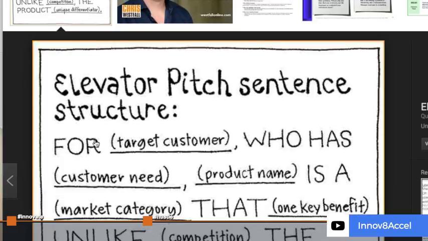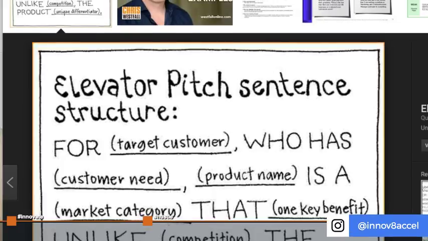It is for a targeted customer who has a targeted need. There's a product name, and it's part of a market category that has the key benefit that's unlike the competition. This is very important: key differentiators between you and your company and what your competition does. So taking a look at unlike the competition, this is a great way. And then another unique differentiator of this particular product that you're dealing with. So you and your company are unlike the competition, and then what is the unique differentiator that's going to make this thing drive forward?